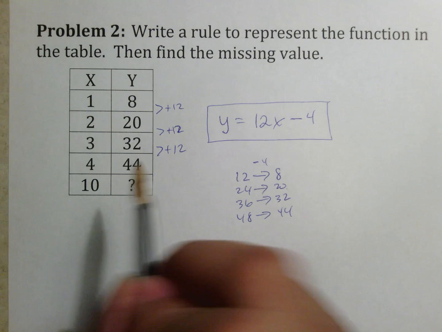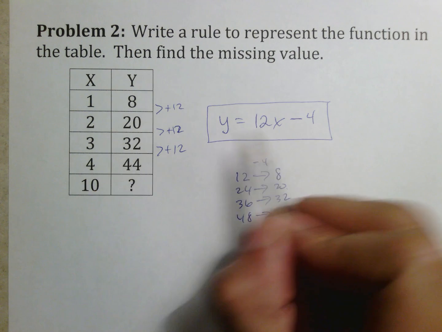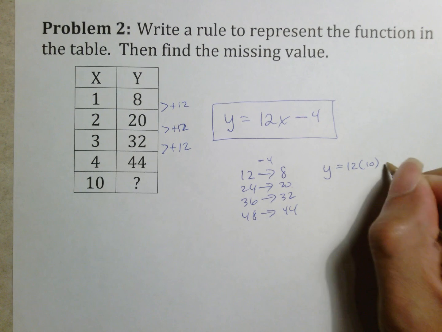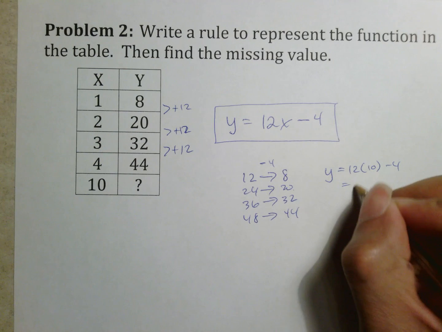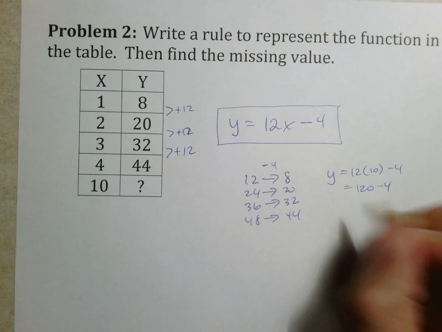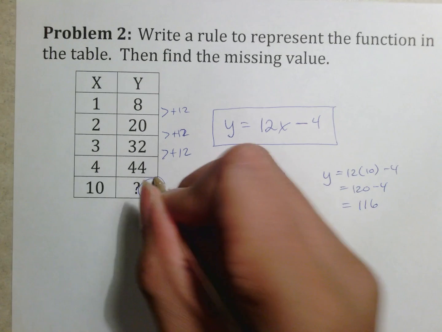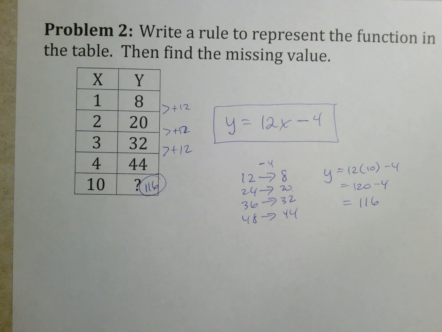In order to find the missing value of 10, you simply take the 10 and plug it in. So y would be equal to 12 times 10 minus 4. 12 times 10 is 120, and 120 minus 4 is 116. And that is how you would work that out. Okay?